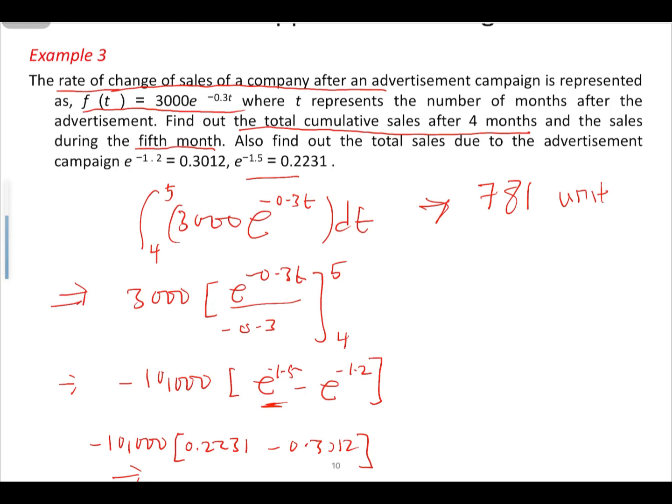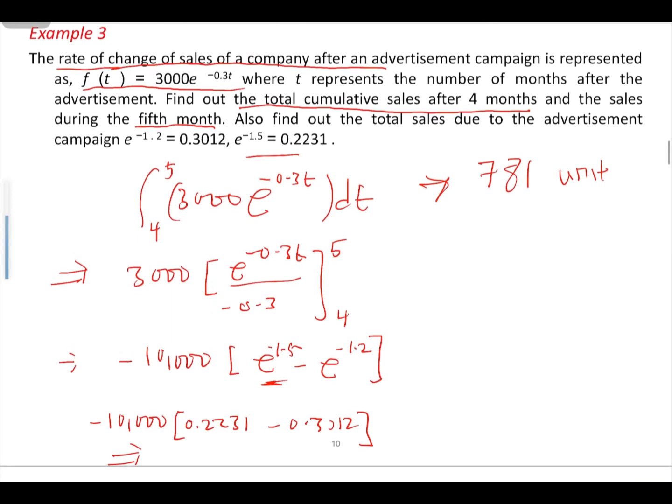The total sales due to the advertisement campaign is going to be from 0 to infinity, right? We are going to integrate it from 0 to infinity due to the advertisement campaign. So basically, we don't know the time that they stop the advertisement. So that's why we are integrating it from 0 to infinity, right? Let's assume that they did the advertisements throughout without stopping.